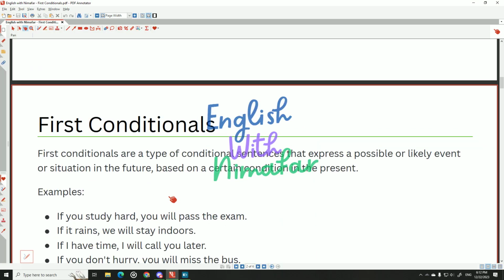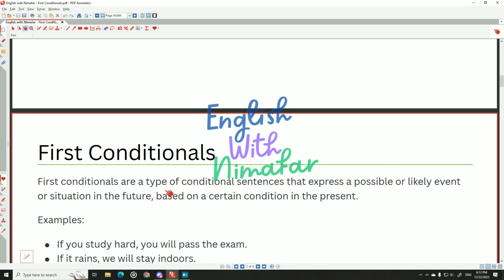So, first conditionals. Okay, there are a type of conditional sentences that express a possible, not always true. One of our friends says always true, no. And some of it is possible, thank you. Expresses a possible or likely event or situation in the future. This is important. Based on a certain condition in the present. So we have some keywords here. Present, future, possible or likely, and a certain condition.